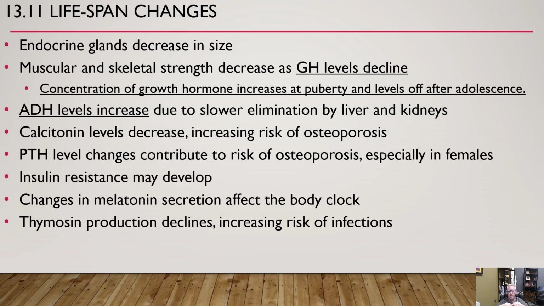Your ADH levels, or your anti-diuretic hormone levels, are going to increase due to slower elimination by the liver and kidneys. Your calcitonin levels are going to decrease, increasing the risk of osteoporosis. And we're going to have PTH level changes, increasing the risk of osteoporosis, especially in females, and especially once females are post-menopausal, hence the need for hormonal replacement therapy. Insulin resistance may develop.